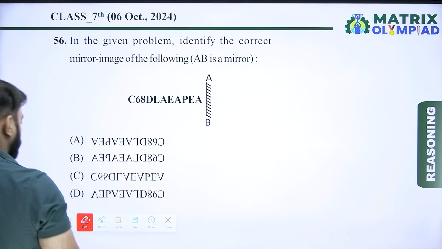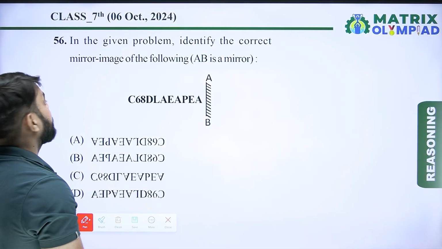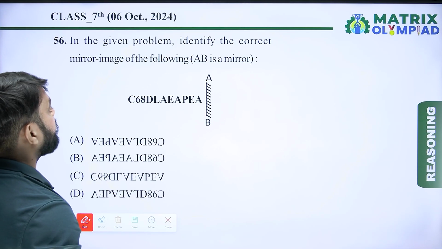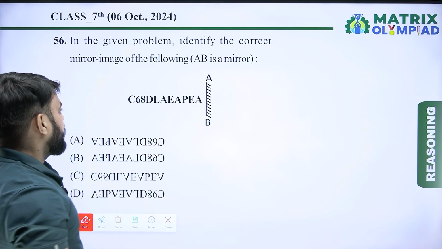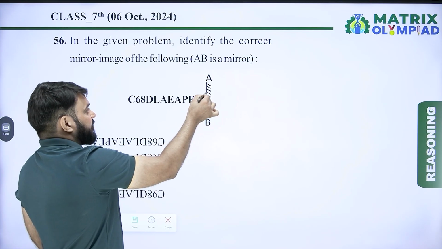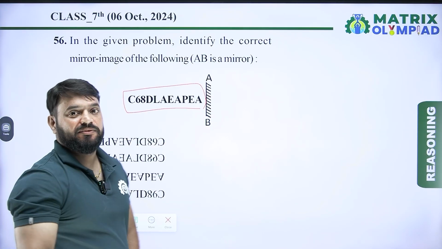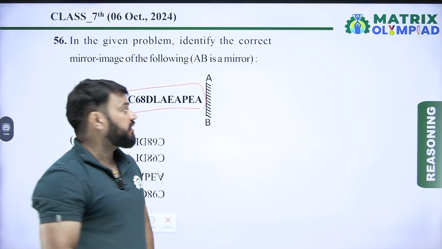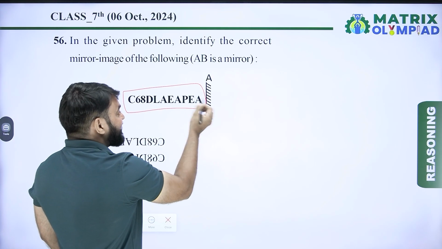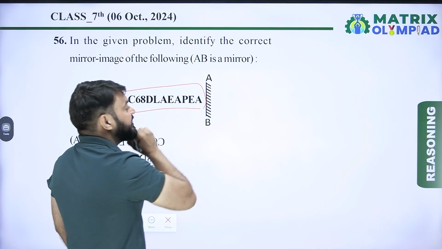Now next question is question number 56. In the given problem, identify the correct mirror image of the following. AB is a mirror. Find the mirror image of the given combination. The part of an object which is near to the mirror will remain near to the mirror in the mirror image. So A is near the mirror, so it will remain near the mirror in the mirror image.